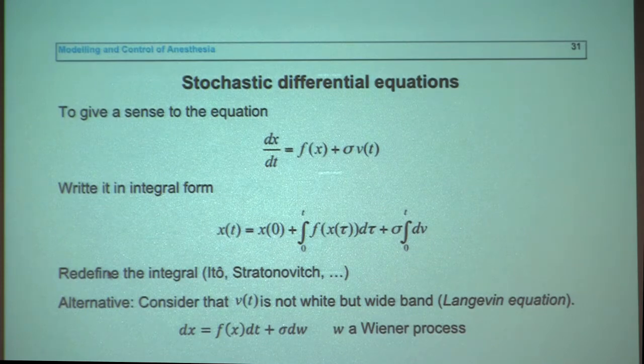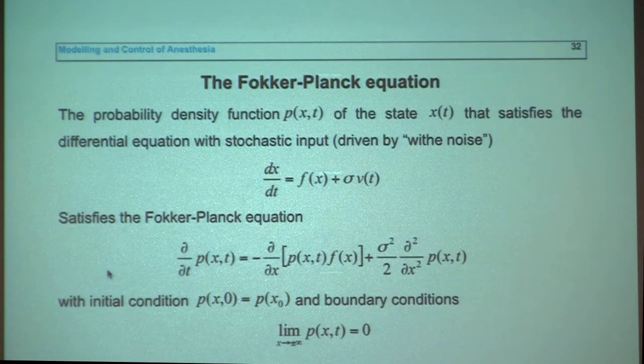Okay? Let's be practical. Since we know nothing about this, we think that V is not perfectly white, but is wideband, but finite. So the power is finite. In that case, you can give a sense to the derivative. This is the so-called Langevin equation. Langevin was a French researcher in physics. Now, we describe these stochastic processes in this way as exciting a nonlinear system with white noise.